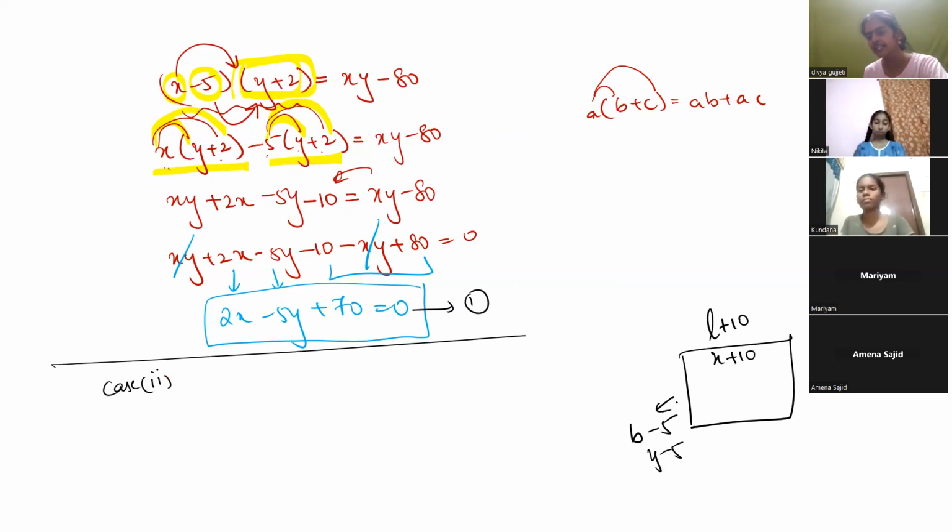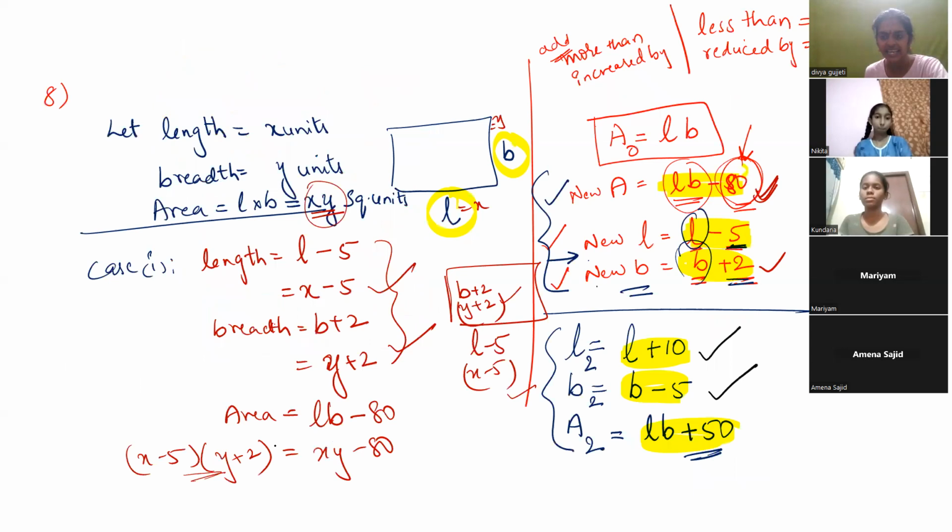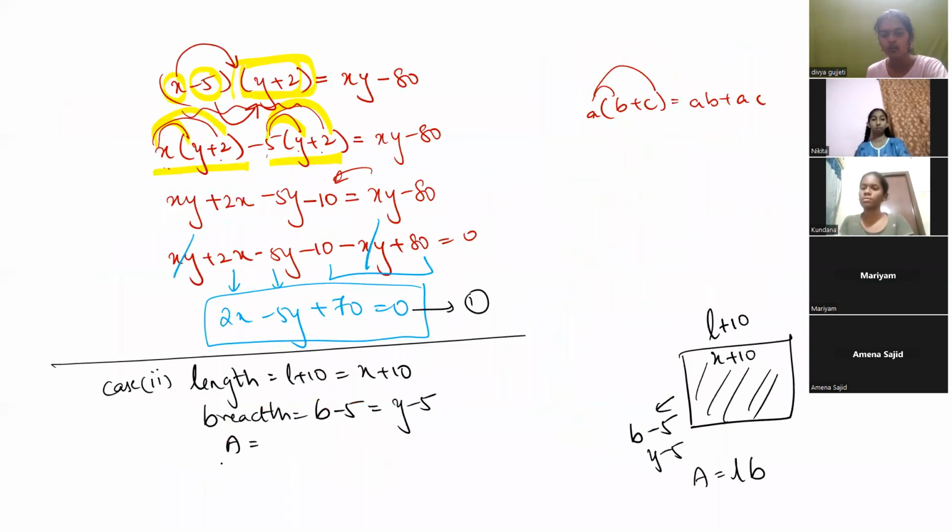Can I find area here also? Yes, ma'am. Area? Length into breadth, right? So here in this case, length is L plus 10, which is nothing but X plus 10. And breadth is nothing but B minus 5, which is Y minus 5. So your area is nothing but length into breadth. But area is increased by 50. Second case, area is increased by 50. So who is the reference point? The original. Yes, better?